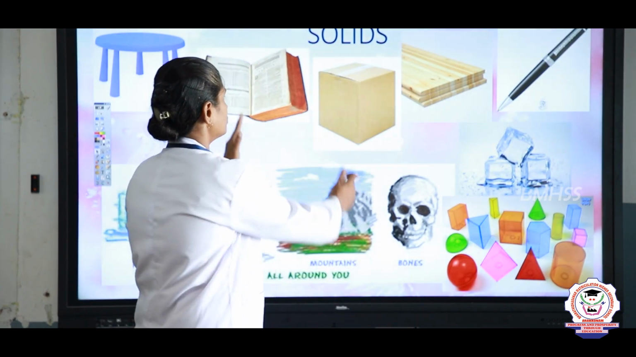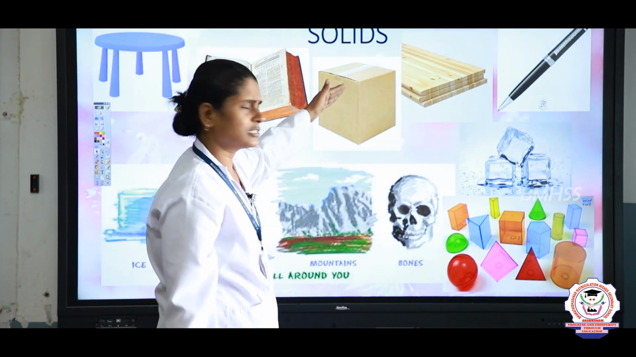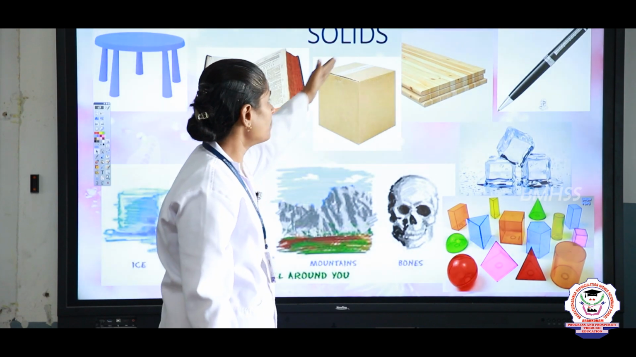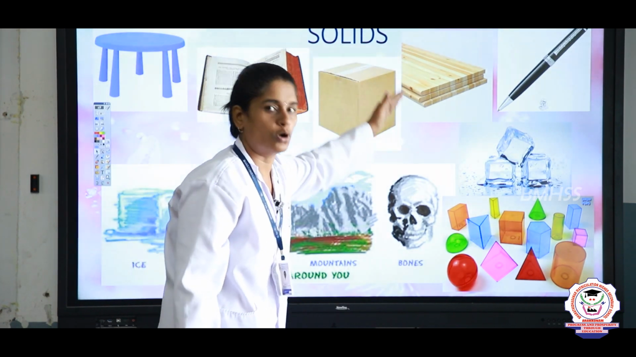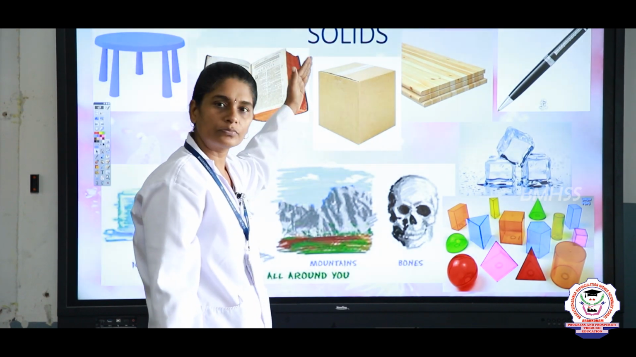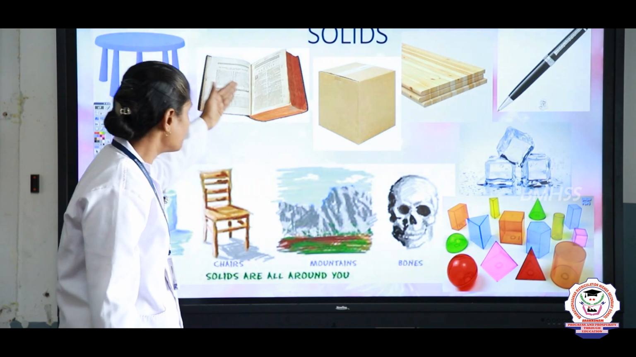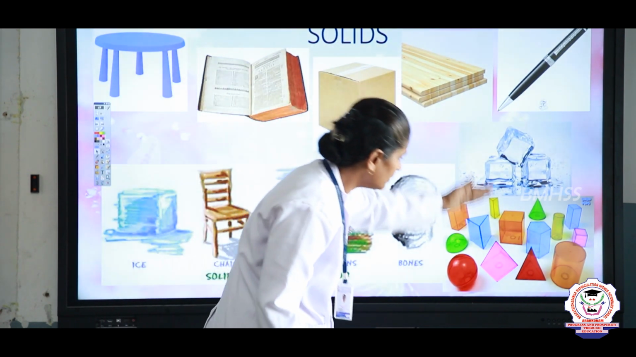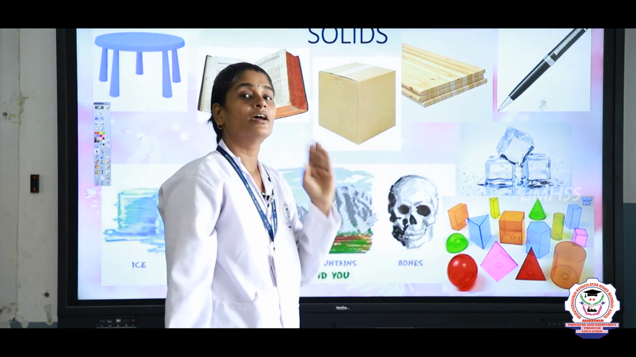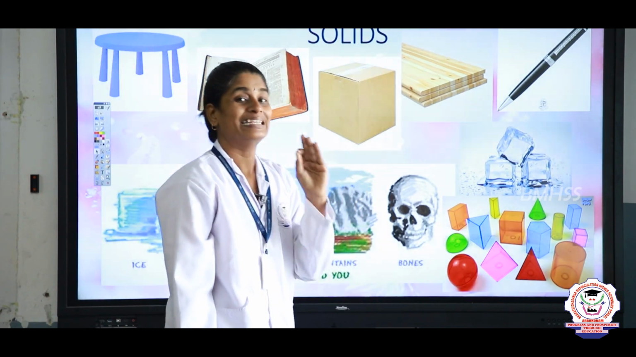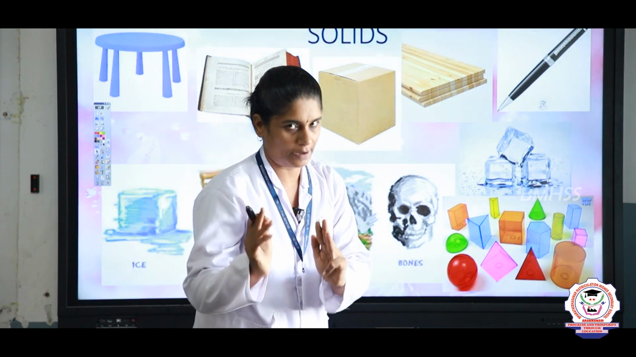When we talk about solids, the solids have a definite shape. Now you can see this box, right? What is the shape of this box? Yes, it is in the cube form. Likewise we can say the shape of the book, and the shape of these things, right? So solids have a definite shape.